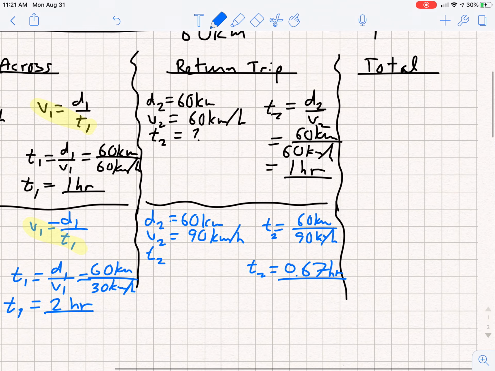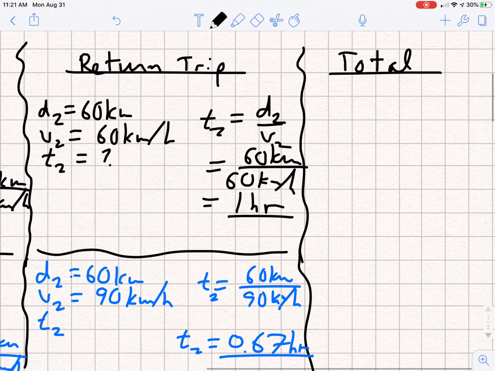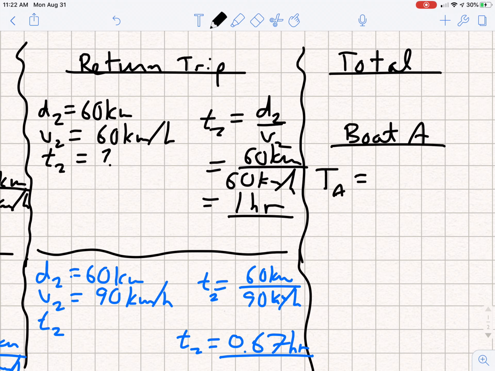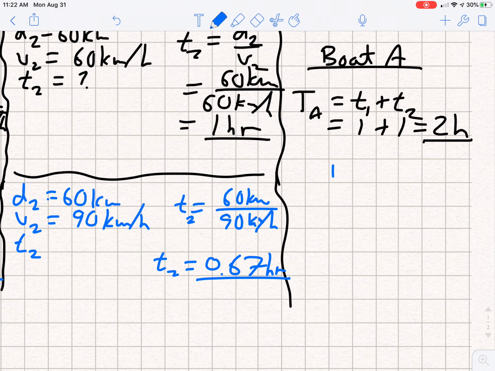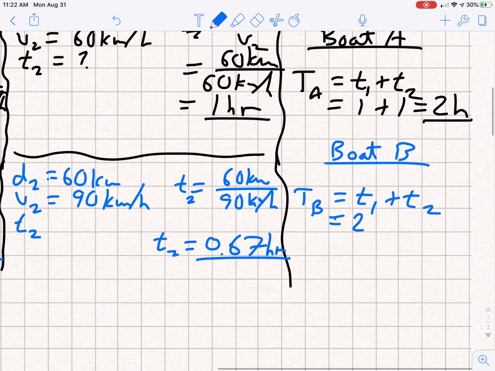Okay, so now we look at total time. For boat A, the total time, which I'll call TA, is T1 plus T2. That would be 1 plus 1, or 2 hours. Boat B, same idea. We're going to add the time there and the return trip back. This would be 2 plus 0.67, or 2.67 hours.